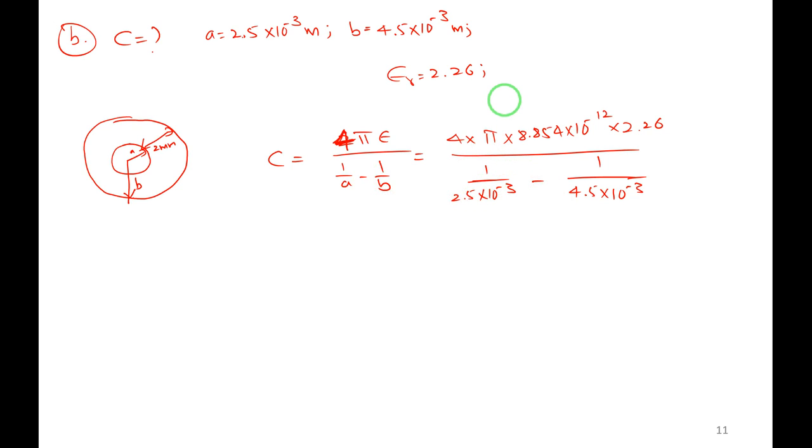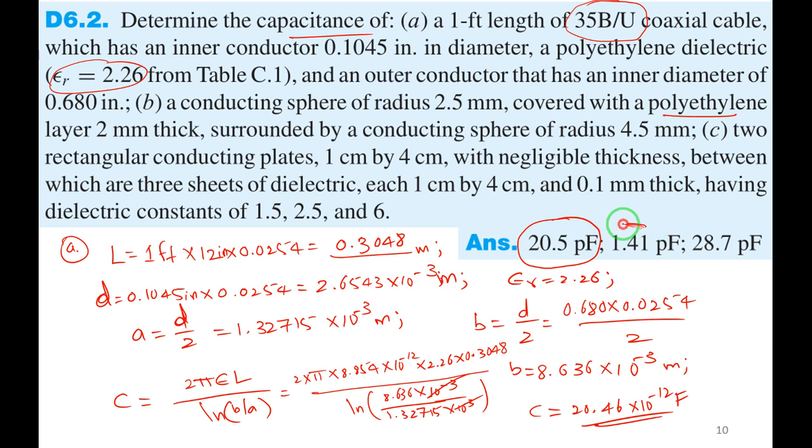Once again I'll take inverse so that it will go to numerator. So inverse of this I'm getting 5.625 into 10 power minus 3 into 4 into pi into 8.854 exponential minus 12 into 2.26. So I am getting it as 1.414. C is equal to 1.414 into 10 power minus 12 farads. So 1.414 pico. Pico means 10 power minus 12. So B is over. Next part C.